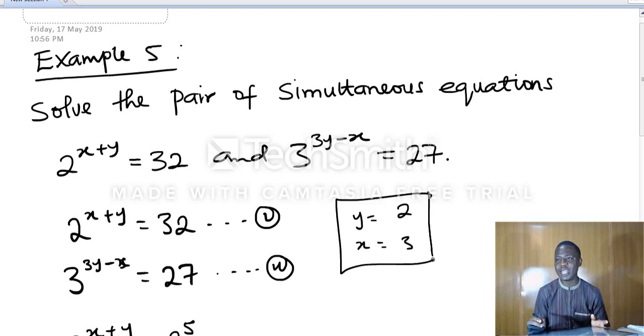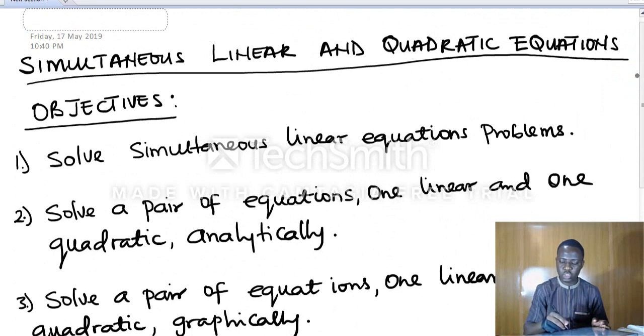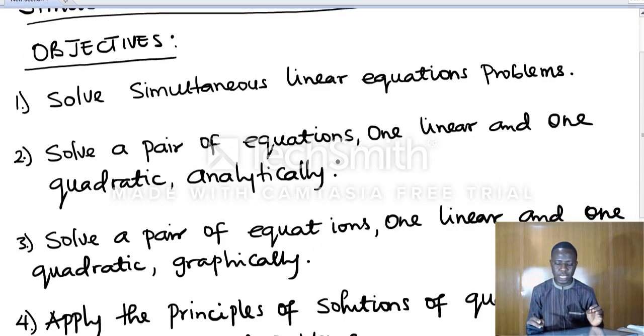So that brings us to the end of today's class. In today's class, we were able to solve simultaneous equation problems that are both linear by using graphical method, substitution method, and elimination method.